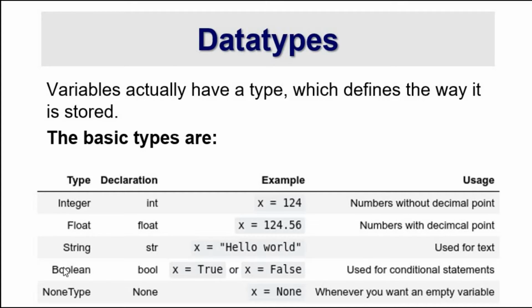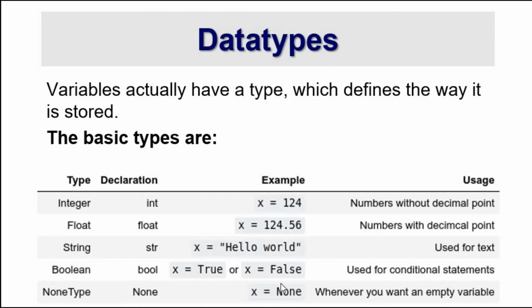Then we have a boolean. This is not a very basic data type, and we don't use it commonly. Boolean has this kind of declaration: the keyword bool, and x is equals to true or x is equals to false. So we are actually playing with the true and false values when we use the boolean data type, and they are used for conditional statements. There is another data type which is called NoneType, and the declaration is None, so x is equals to None. Whenever you want an empty variable, we use this data type.